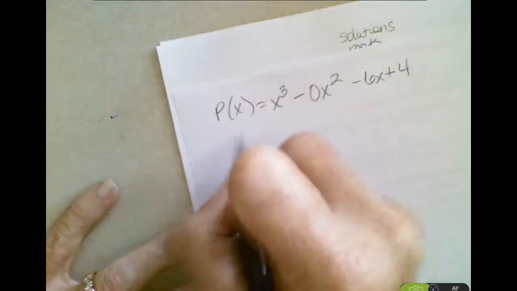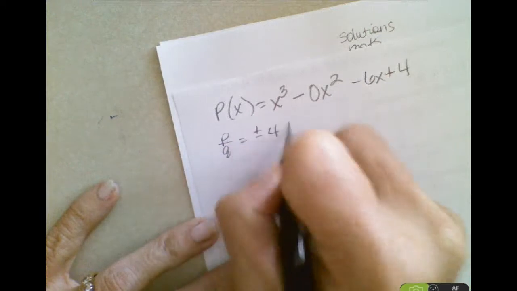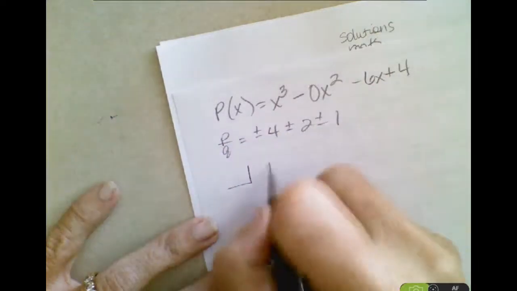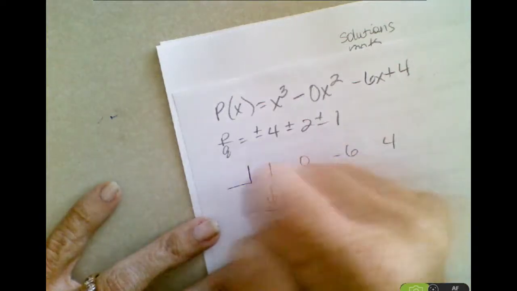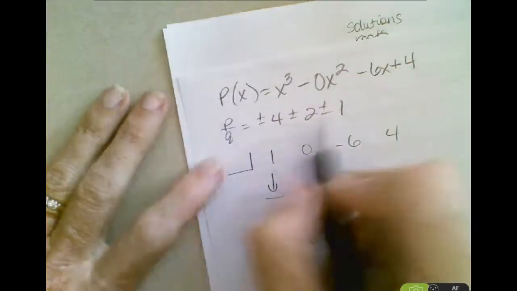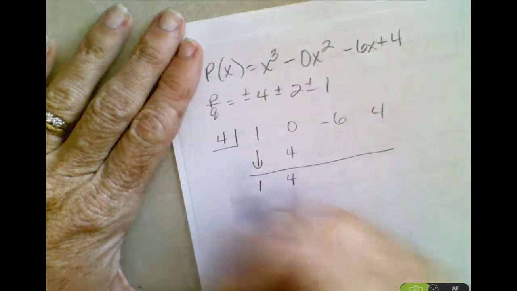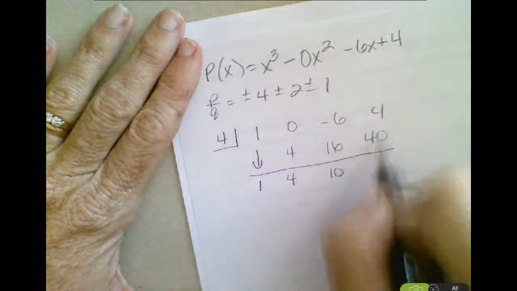So let's start again. All of my possibilities are plus or minus 4, plus or minus 2, plus or minus 1. My coefficients are 1, 0, negative 6, 4. That'll make a big difference, don't you think? Okay, so let's try the 4s again. Bring that down. 1 times 4 is 4. 0 plus 4 is 4. 4 times 4 is 16. 16 minus 6 is 10. 4 times 10 is 40. It's going to give us 44.